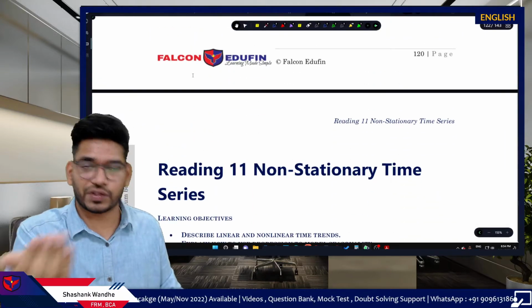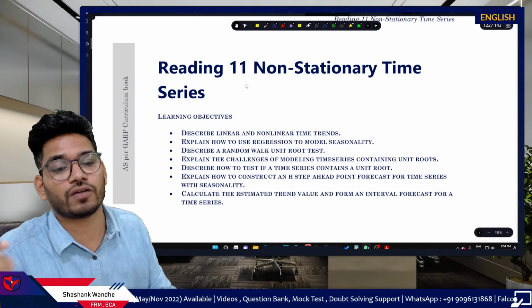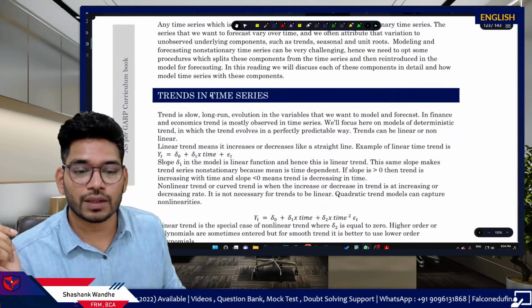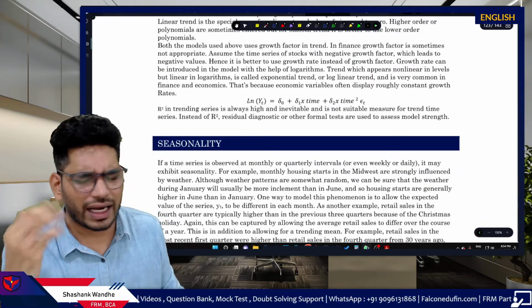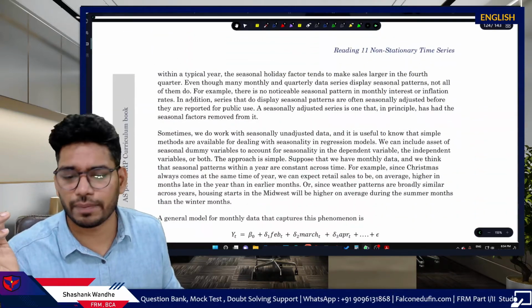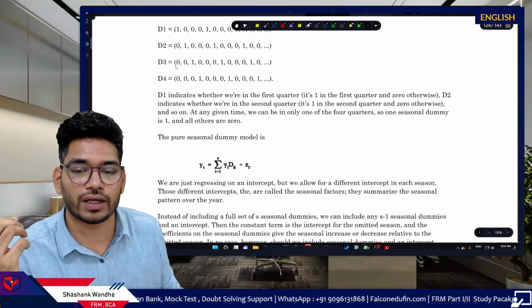So I combined the seasonality discussion in the next chapter, which is reading number 11, on non-stationary time series. Moving on, the non-stationary time series starts with trend estimation. So again, understand the basics of it. Seasonality, understand the basics of it, how it works, what the important areas are.